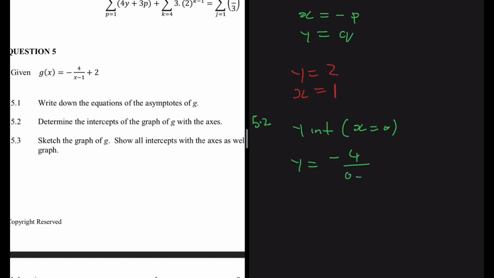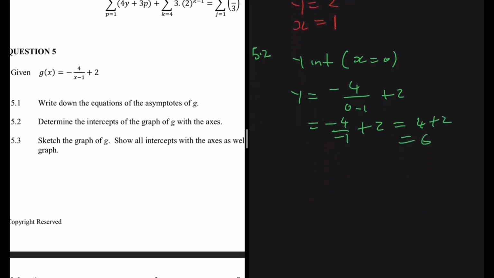So we have 0 minus 1 plus 2. So y will be equal to minus 4 divided by minus 1 plus 2. So that will be equal to minus 4 divided by minus 1, that is just 4, right? Plus 2 is equal to 6. So the y-intercept is the coordinate. For x, we know we need 0, and then for y, we have 6. So that is our y-intercept.